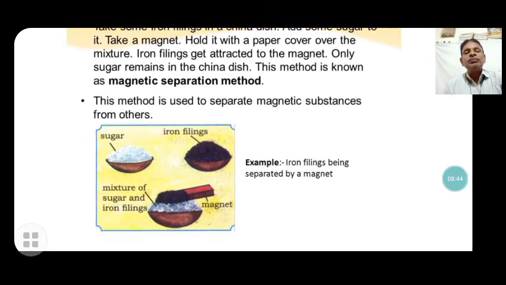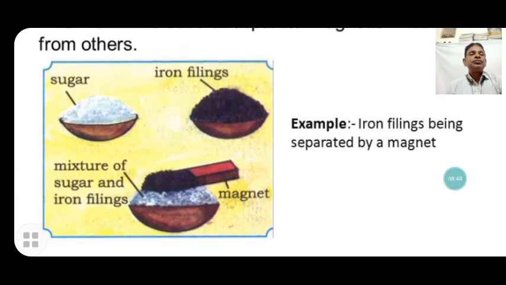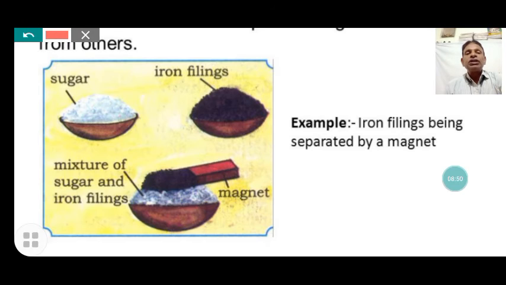Here we can see the example of sugar. The sugar taken in a china dish and iron filings are mixed together. Mixture of sugar and iron. Here a magnet is brought near the mixture, then the magnetic substance, that is iron, clings to the magnet and is separated from the mixture, and the sugar and the iron filings are separated by the magnetic separation process.